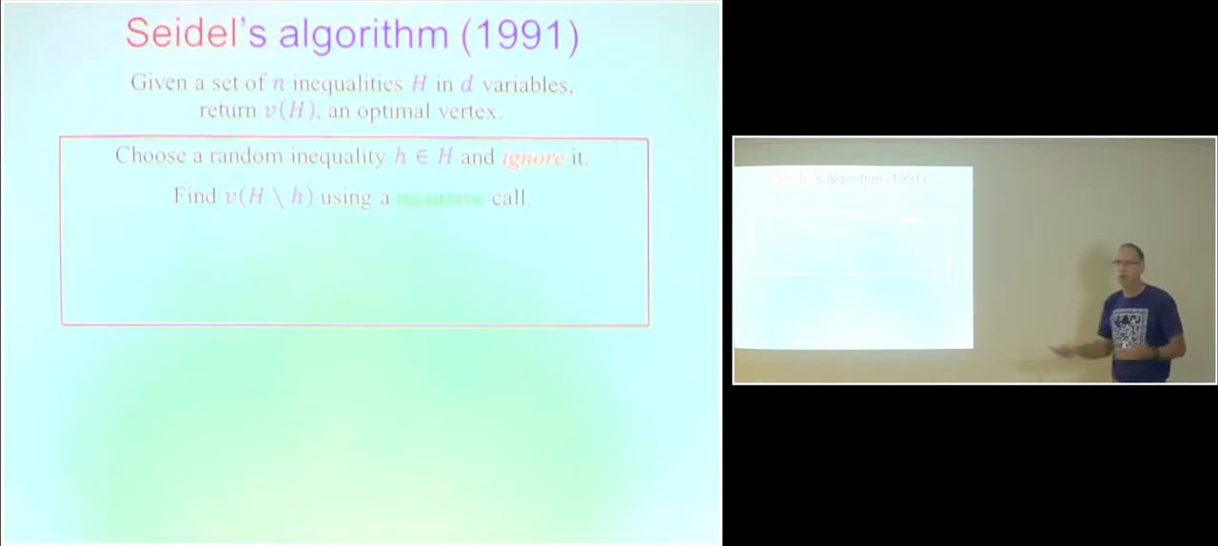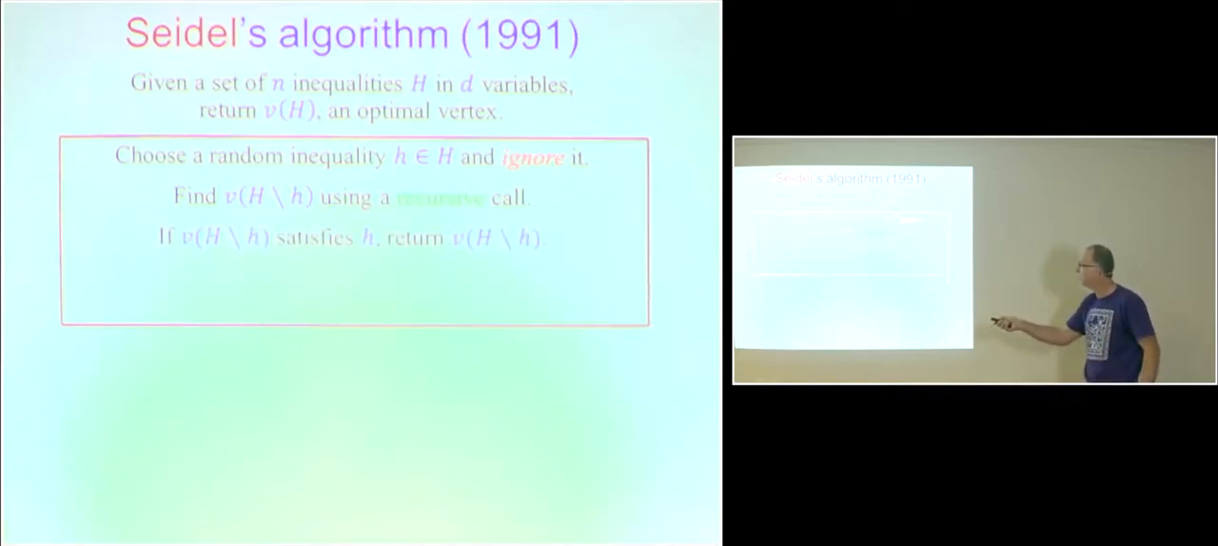Okay, what do we do next? So we removed an inequality, we got a solution. What's the natural thing to do? To check if this solution satisfies the inequality we removed. So we check if V of H minus H satisfies H. If it does, then great, we are done. This is also the optimal solution of the whole problem.